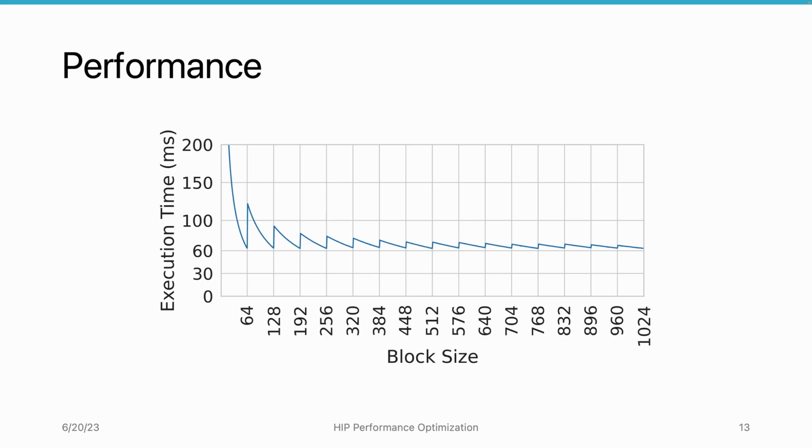We don't want partial wavefronts. How we can get a full wavefront is to set the block size to a multiple of the wavefront size. By default, AMD GPUs have a wavefront of 64. So multiples of 64 are the best options.